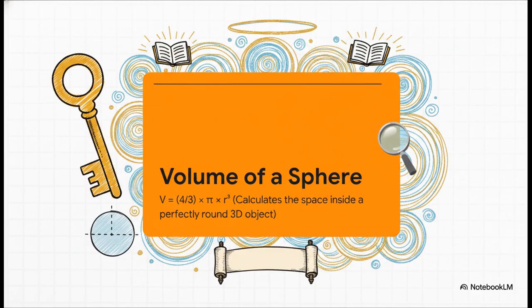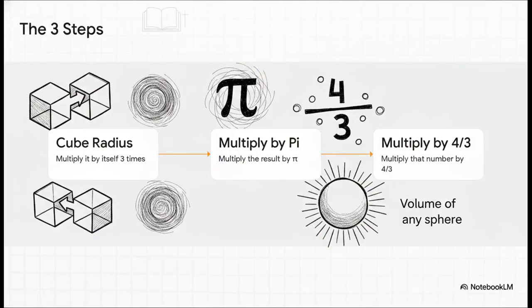So the crucial point is that because a sphere is perfectly round, with absolutely no flat faces, measuring its size is all about finding out exactly how much space it occupies on the inside. And all that internal space is determined simply by taking that center-to-edge measurement, the radius, and running it through this formula. Let's break that formula down so it's incredibly easy to use.